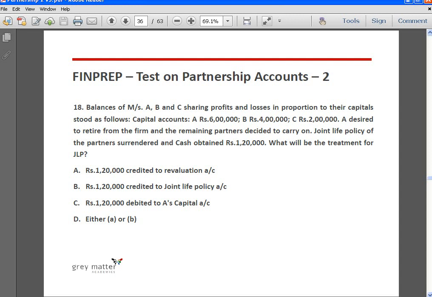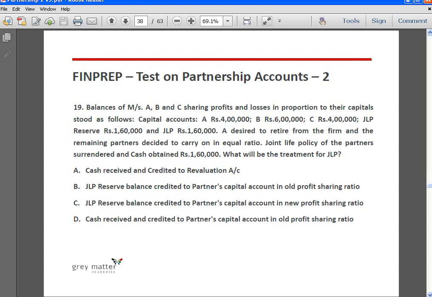If JLP premium paid is not treated as an expense, and instead the JLP is shown in the balance sheet as an asset at its surrender value, then the surrender value received from the insurance company will be credited to the JLP account. Understand? So B will be the correct answer if JLP is appearing in the balance sheet at surrender value. So C is definitely not the answer. So the answer is either A or B. Next.